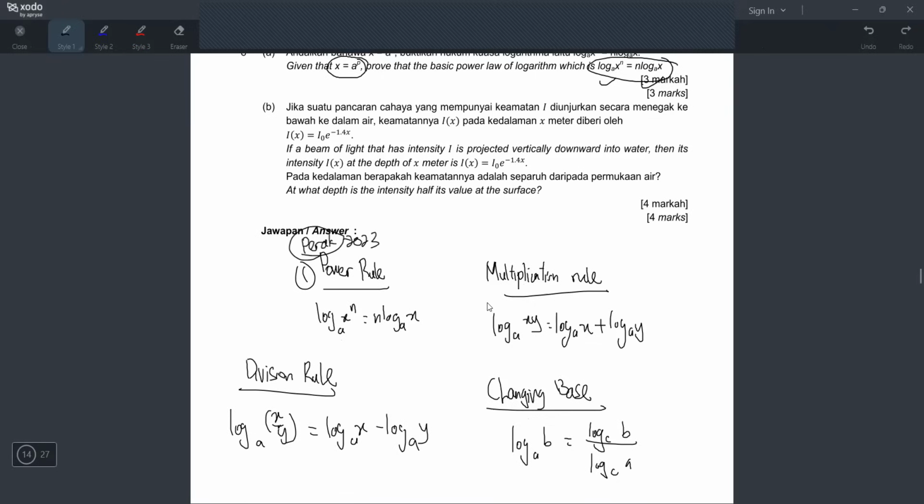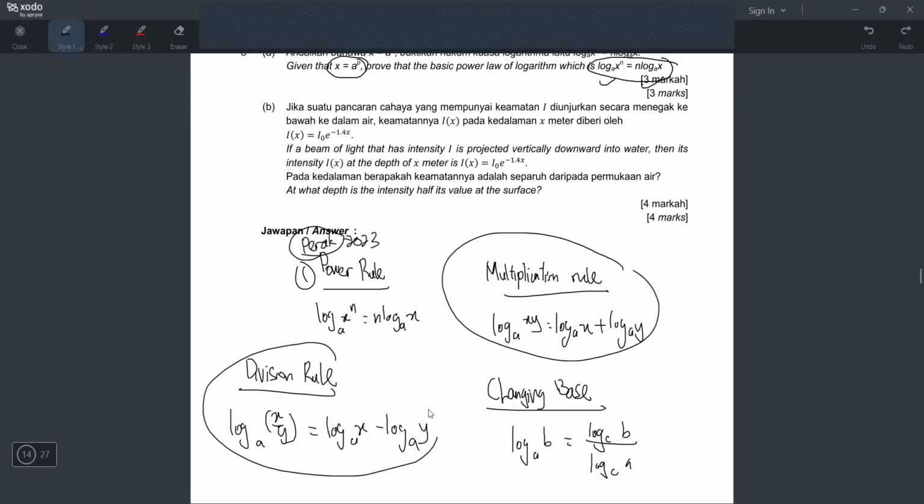The multiplication rule, so far in 2023 has never come out, but the multiplication rule and the division rule have the same way to prove, so I will just combine them into one. The multiplication and division rule you actually see in Pahang 2023 and Perlis 2023. Perak not, just Pahang and Perlis only. Both the Pahang and Perlis questions asked for the division rule proof, not multiplication. But actually the proof for multiplication and division is very similar. Later I'll show you.